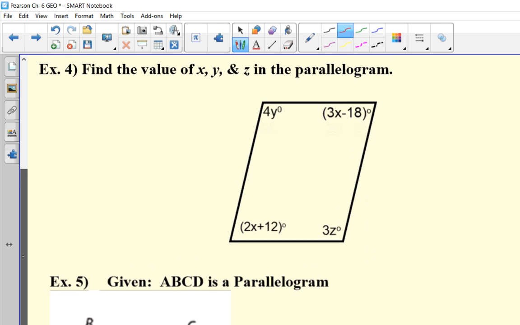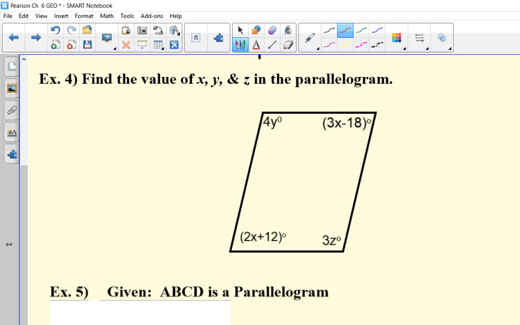Okay, if you go down to example 4, go ahead and draw that parallelogram for me, please, and then label all the angle measures. This is another really good question. It's just making you think, making you take the different rules that you have for a parallelogram and use them. How do I get started here? Okay.